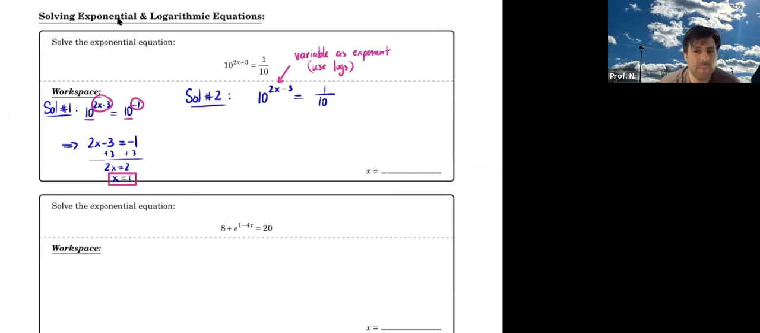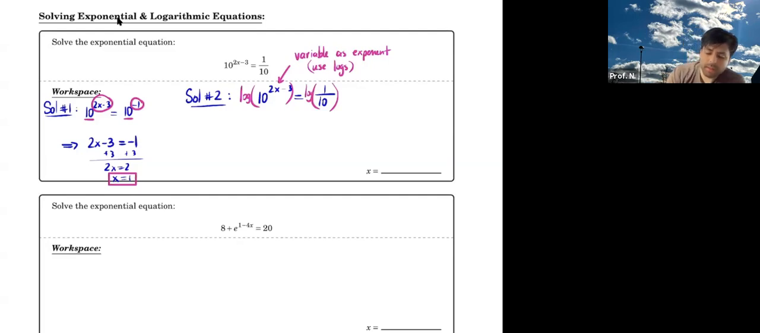However, which base makes more sense to use? Well, we're dealing with base 10, so might as well use logs of base 10. So if I do that, look what I can do. I can literally take log on both sides. And what do we learn about log base 10 of 2x minus 3? What can I do with the exponent? I can apply one of the laws, the power rule.